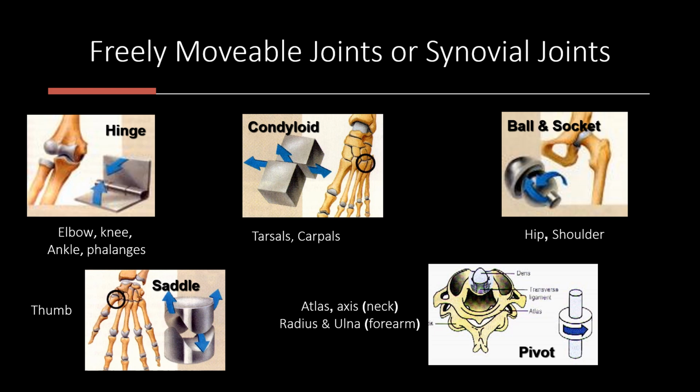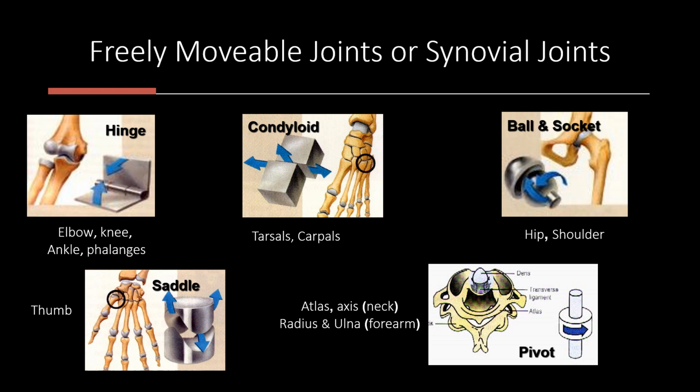That gives us a rotation from side to side. But we also have a rotation at the elbow, which allows us, so if you put your hand face up and turn it over, that is a pivot joint, and that's happening between the radius and the ulna. So the elbow is a little bit more complicated.